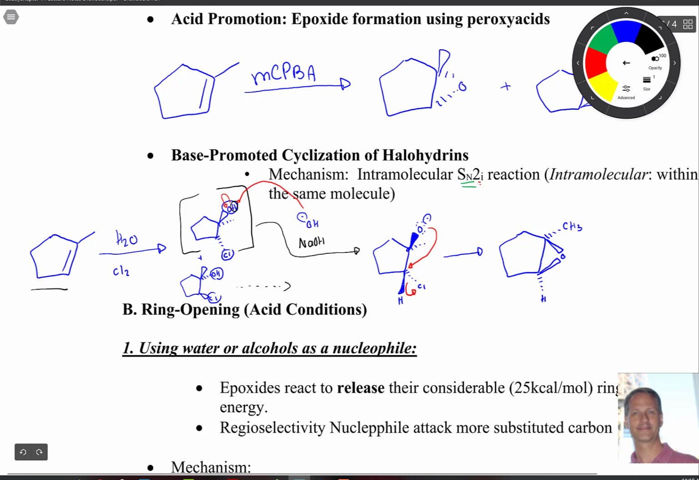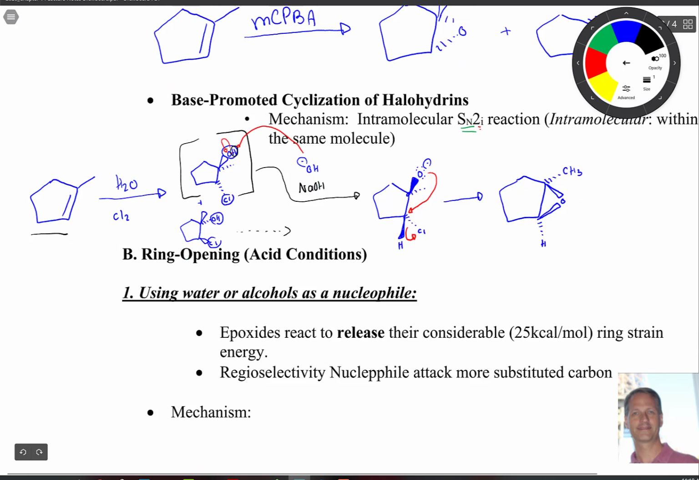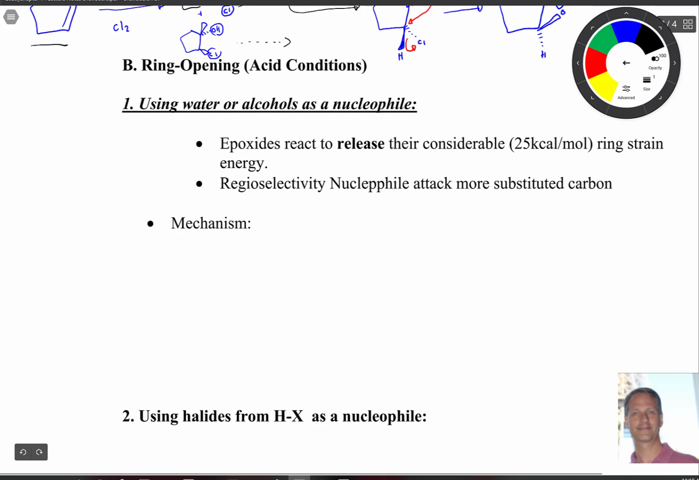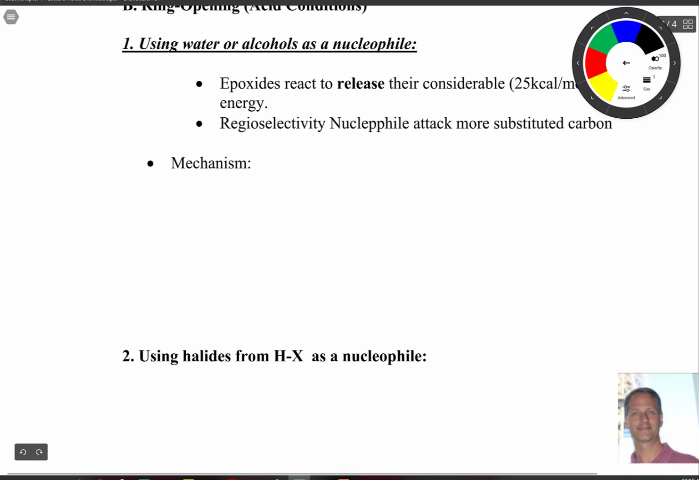Now, what we want to see is how we can open these rings up. That's our last couple reactions that we're going to see in this chapter. So we can do it under acidic conditions, and that we've seen before. So let's do a little review because it's something that's easy to forget, especially in this situation.